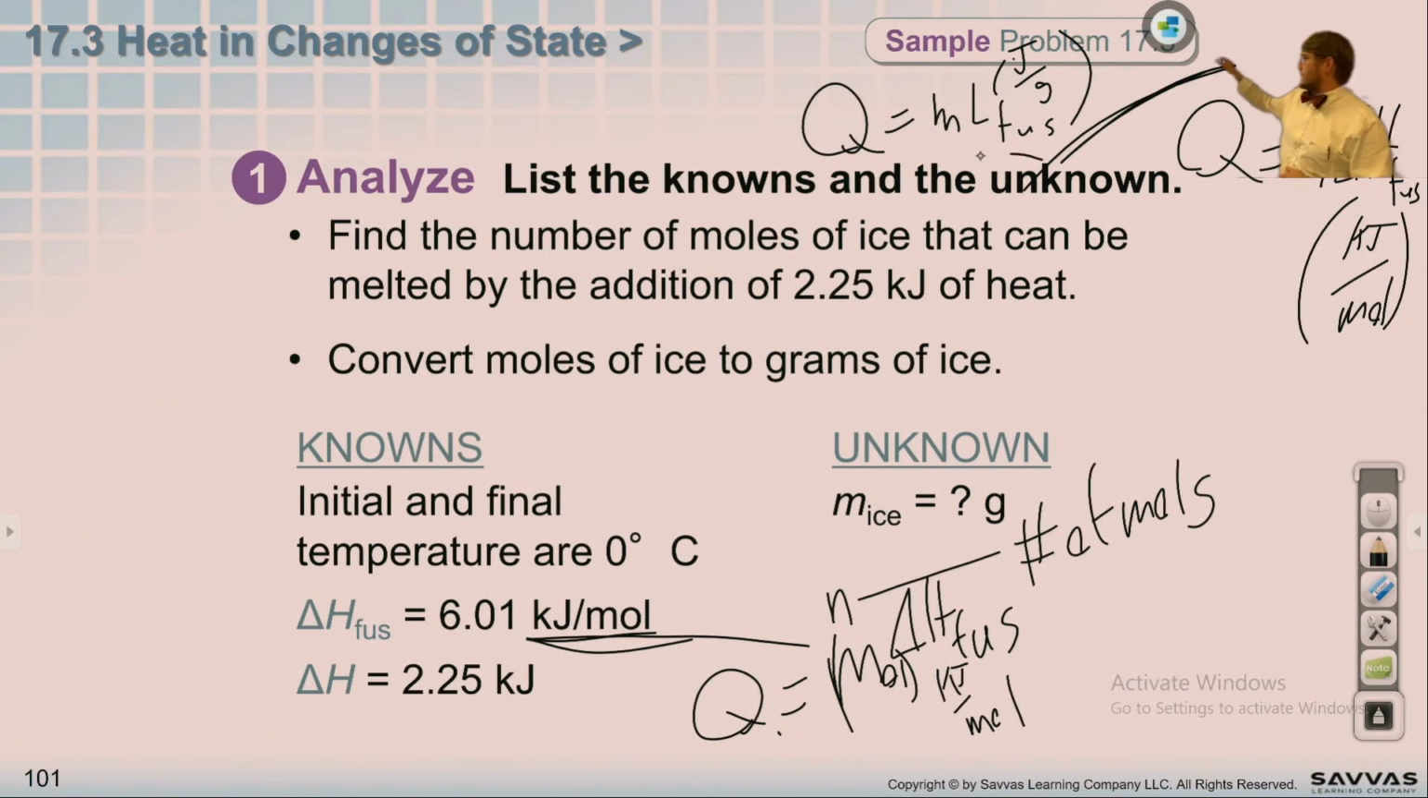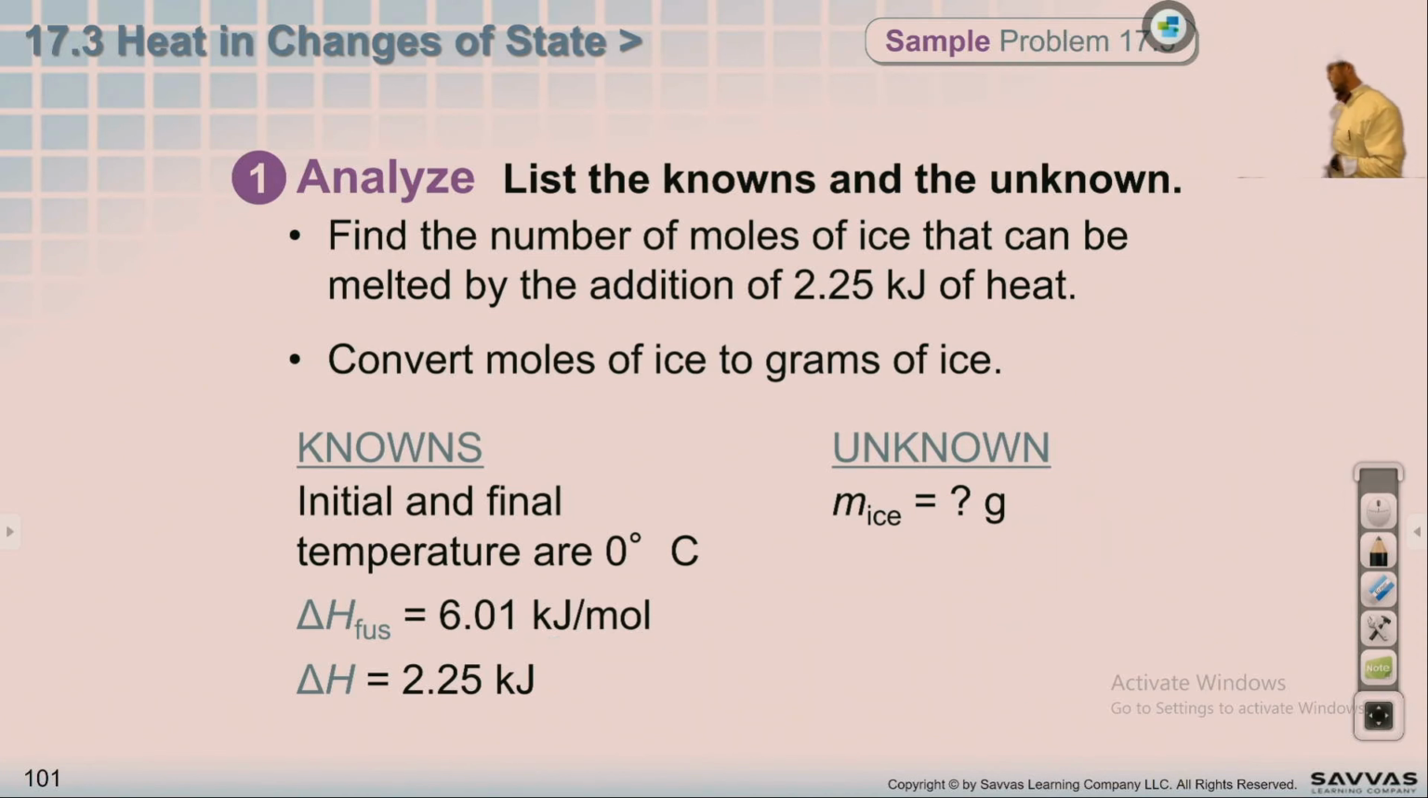Nevertheless, depending on what they give you, if they give you joules and they give you grams, then you need to be in joules and you need to be in grams. If they give you kilojoules and moles, then this number is going to be in moles and this number is going to be in kilojoules. Just follow the units, match them up, make sure they work. Usually it's just one or two step simple math here.